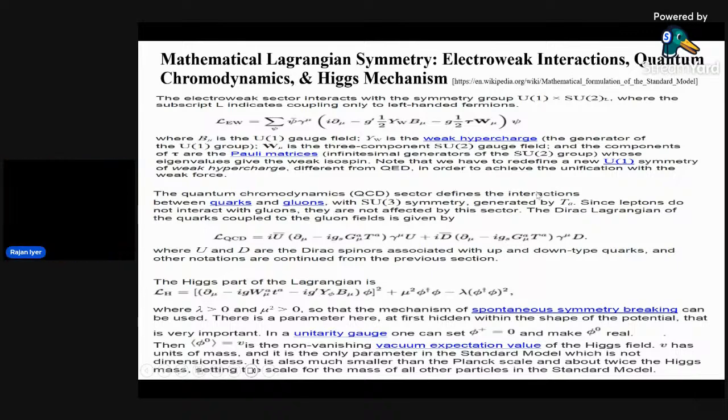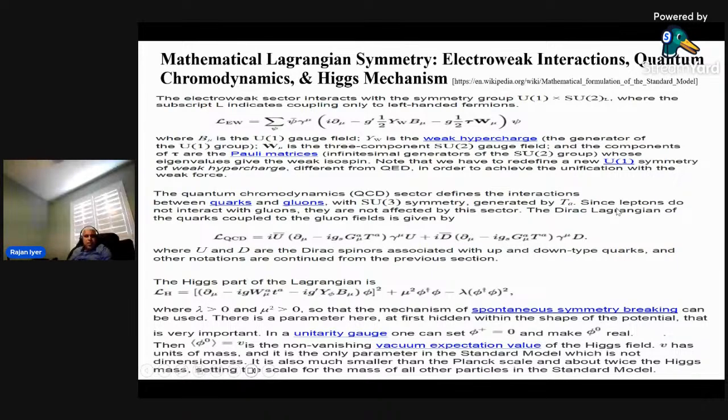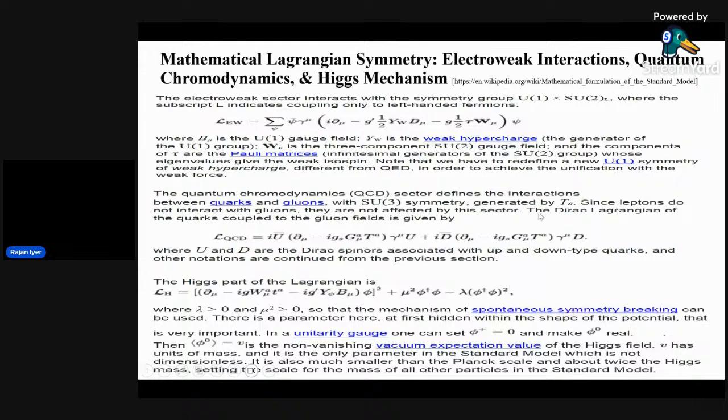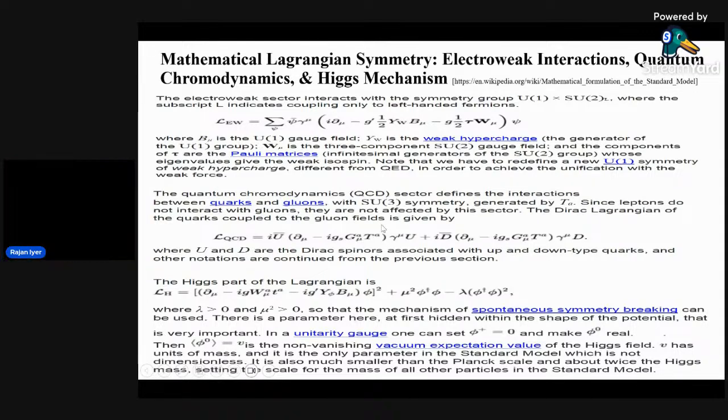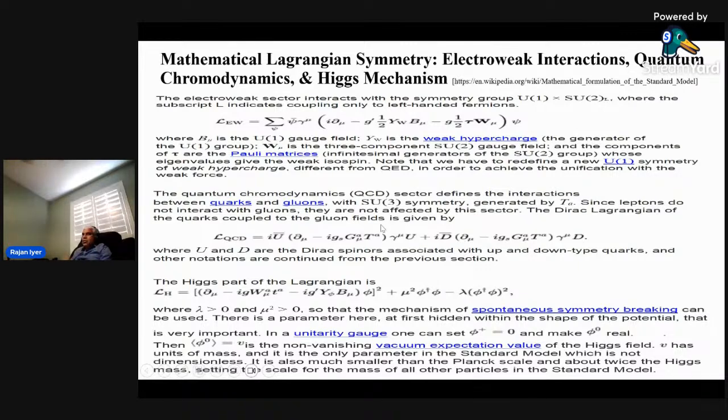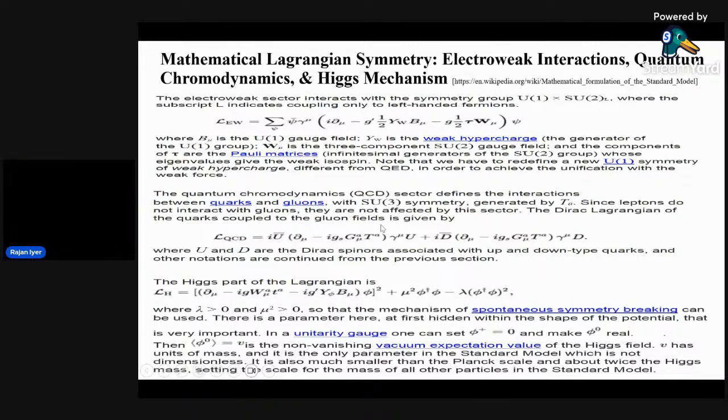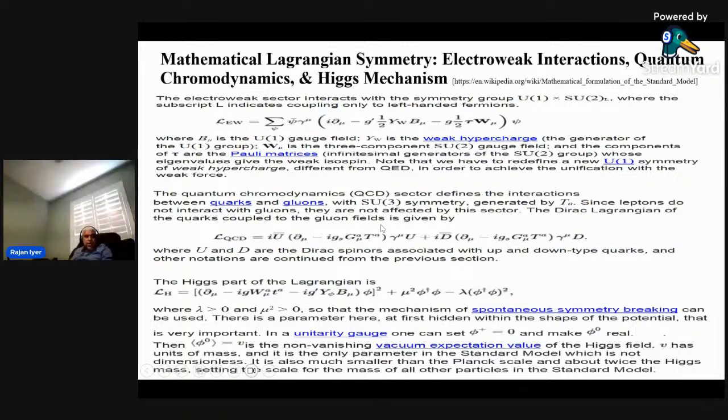So an SU3 symmetry is generated by this aspect, by the stress tensor, since leptons do not interact with the gluons, so the interactions have been proven. The leptons, which are fermions, don't interact with gluons. They are not affected by the sector. The Dirac Lagrangian of the quark is coupled to the gluon field. So the Lagrangian we talk about, we can derive the Lagrangian and how it couples to each of the fields.